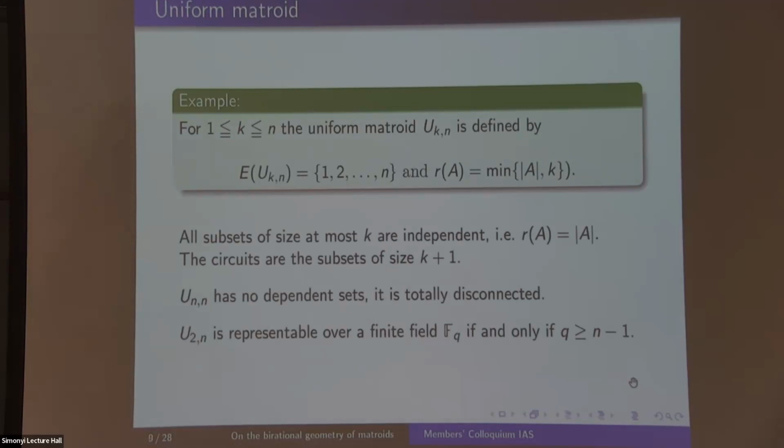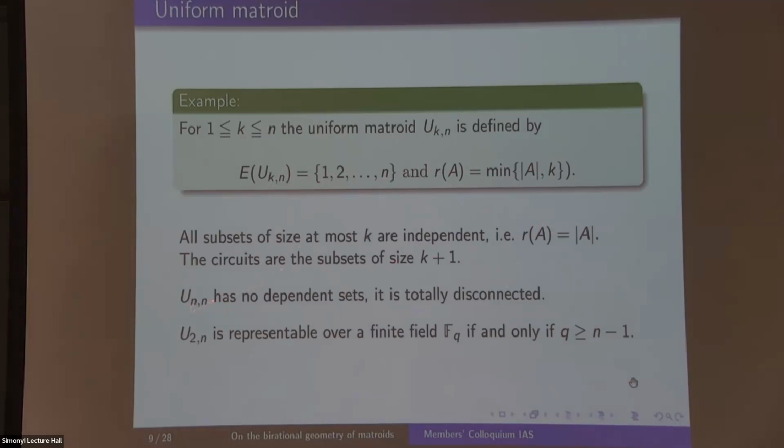Here's another example of a matroid, which is in general neither graphic nor representable. You just take an n-element ground set and you declare the rank of a set A as the minimum of k, where k is fixed, and the number of elements in A. This means that the independent subsets are all the subsets of size at most k. As soon as a subset has size k plus 1, it becomes dependent, even a circuit.